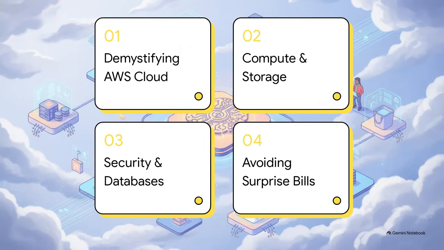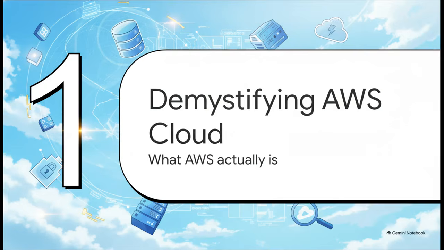To get us there, we've got a clean 4-part roadmap for today. Demystifying the AWS cloud, compute and storage essentials, security and database basics, and finally, avoiding surprise AWS bills. Part 1, demystifying the AWS cloud. Okay, let's dive into this.